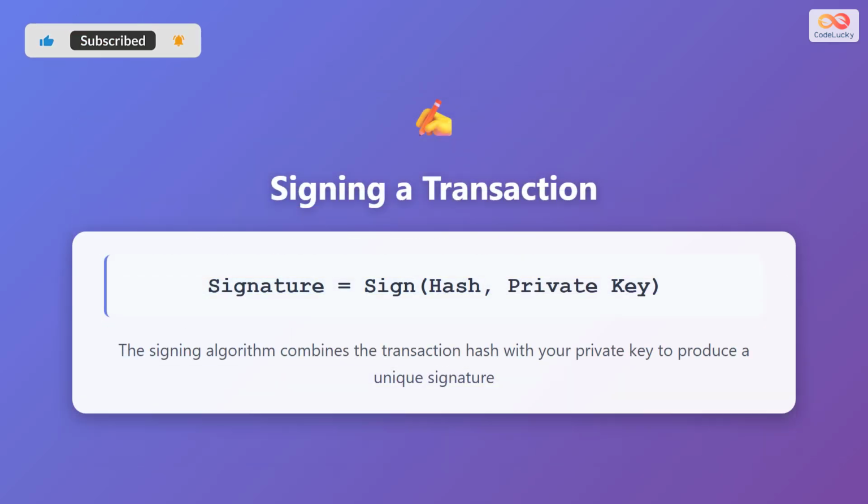When you sign a transaction, a mathematical formula combines the transaction hash with your private key to produce a unique signature. The formula can be expressed as signature = sign(hash, private key). This signing algorithm ensures that each signature is specific to both the transaction data and your private key. Even a tiny change in the transaction data would produce a completely different hash, resulting in an invalid signature. This cryptographic binding protects the integrity of your transactions.